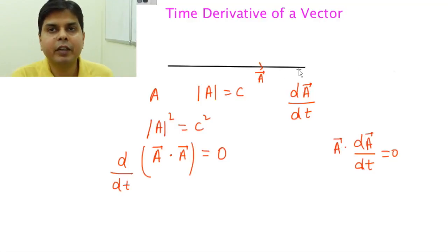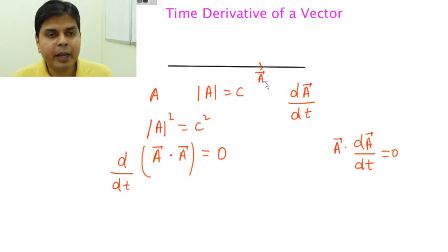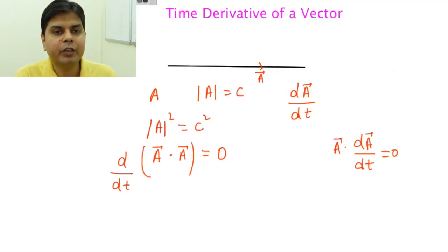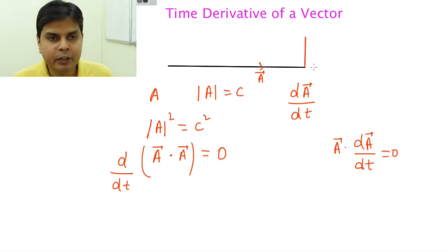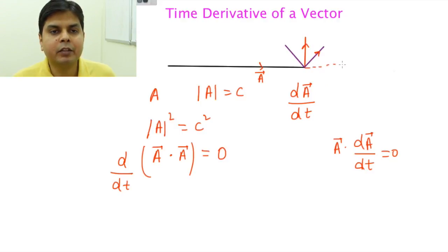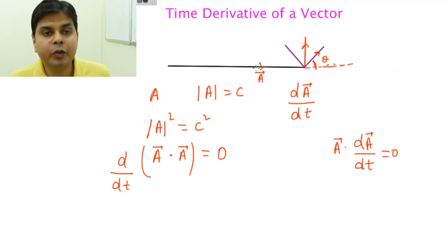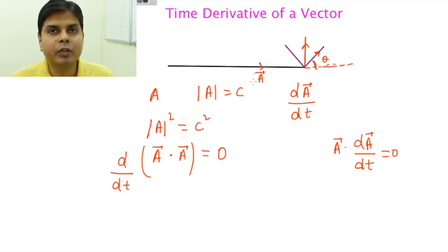So suppose this is a vector A whose magnitude is constant. Now that the magnitude is constant, what can I say about the direction of dA by dt? It has to be in this direction, perpendicular. It has to be perpendicular because suppose you have dA by dt in this direction. Then what will happen? Because this is dA by dt, a component of this change will be in this direction and it will try to pull out this vector, that is, it will try to increase the magnitude of this vector A, which contradicts the basic premise of the problem, that this is a vector of constant magnitude. Similarly, dA by dt cannot be in this direction.